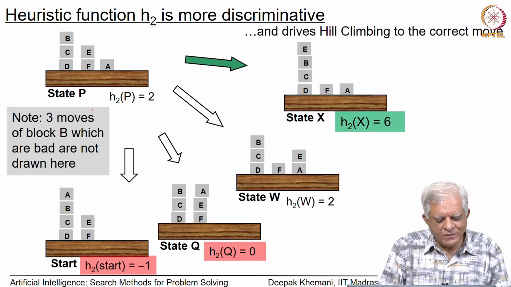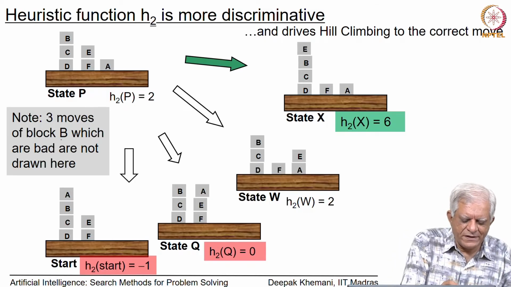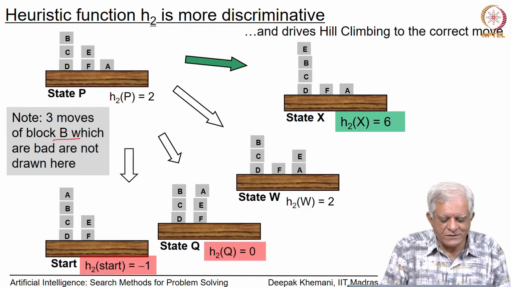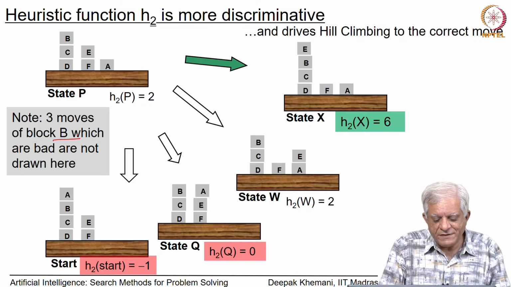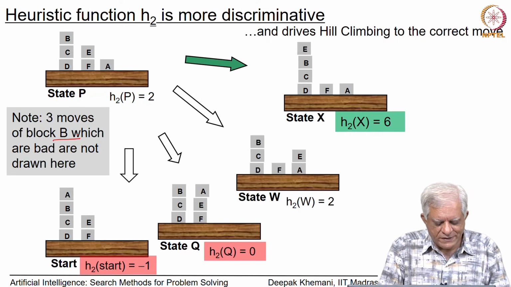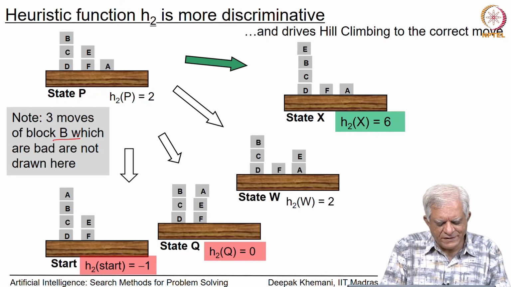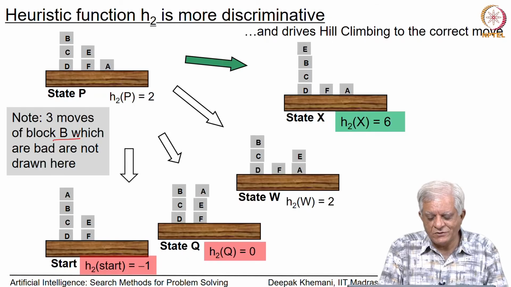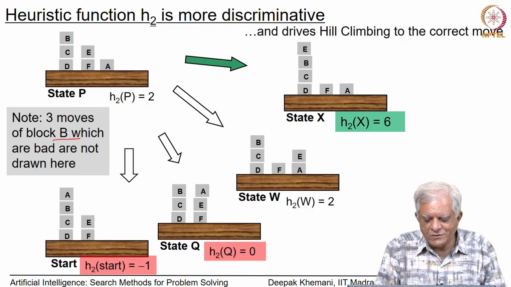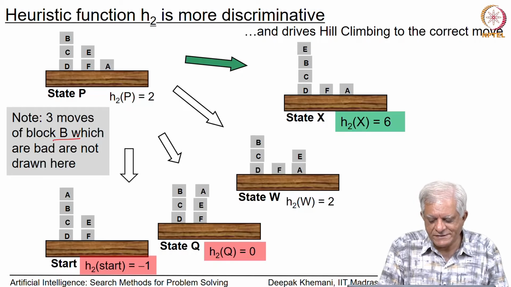We have not drawn all the 9 moves, because we have assumed that the 3 moves for block B are going to be bad anyway, because they are disrupting a well formed stack, so we have not drawn them here. They will anyway have a worse value. But from the state P, which has a heuristic value of 2, if you look at the remaining states, one of them of course is the start state, which is -1, we do not want to go back there. State Q, we have seen, has a value of 0, but there are states W and X, which are new states. State W has a value of 2 and state X has a value of +6 essentially.